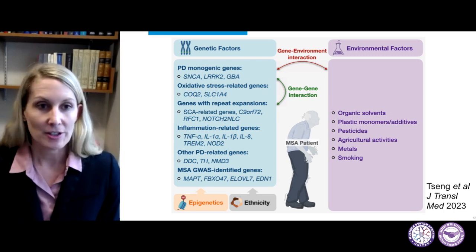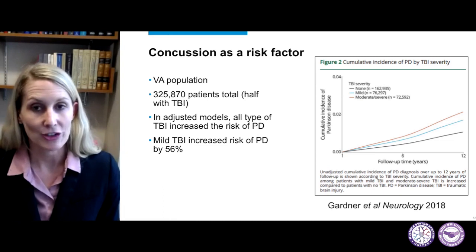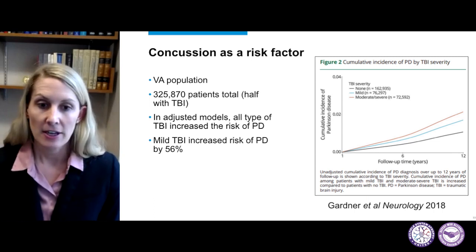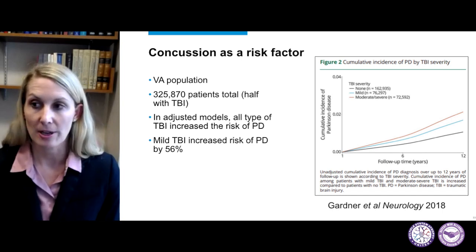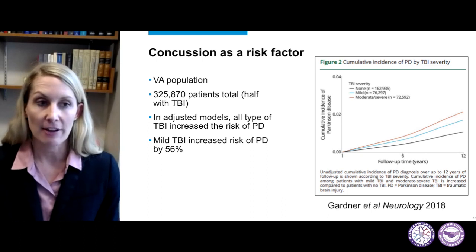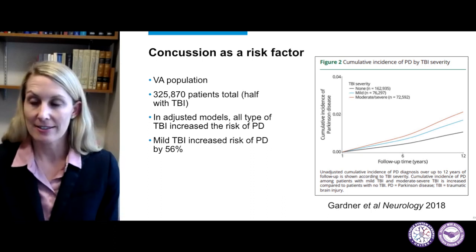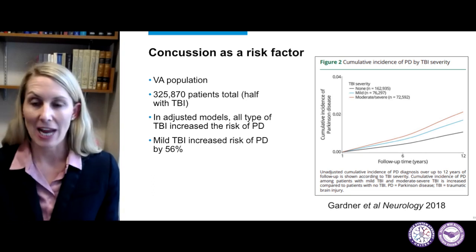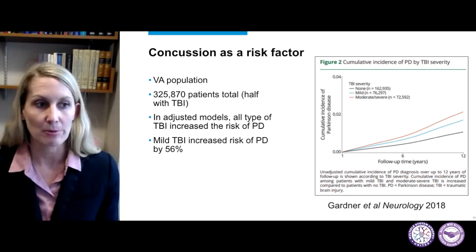I want to switch gears a bit now and also talk about concussions. This is another risk factor that we know plays a role in these other synuclein disorders, including Parkinson's disease. This is a retrospective cohort of traumatic brain injury patients who were diagnosed using VA health administrative databases. Patients who were diagnosed with a traumatic brain injury were age matched to those without a traumatic brain injury. And this is a massive study.